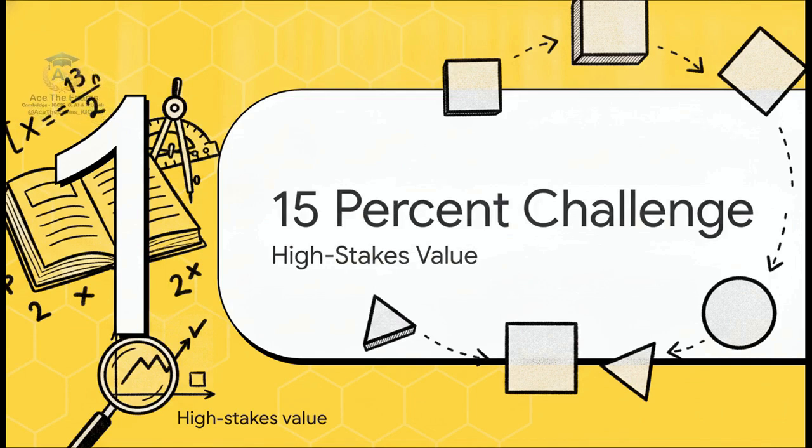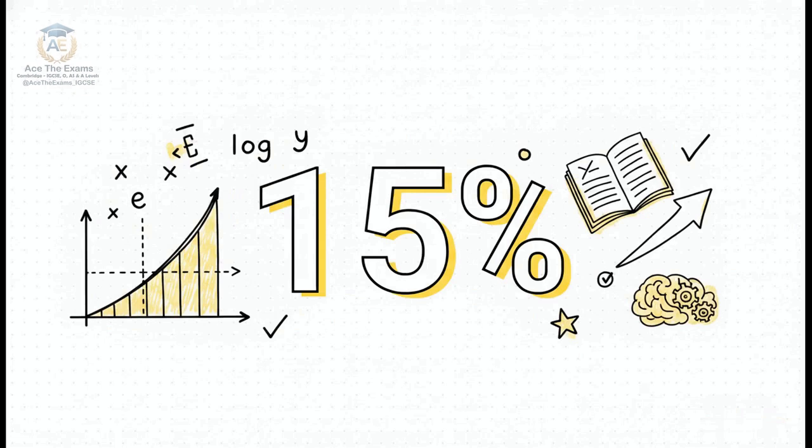Let's talk about the immense, high-stakes value hiding right there in paper 2. Look at that massive 15% right there. Now, that is not just a random statistic. Approximately 15% of your total marks in paper 2 are dedicated solely to logarithmic and exponential functions. Think about that for a second. That is a massive, massive chunk of your final grade wrapped up in just one single conceptual area.